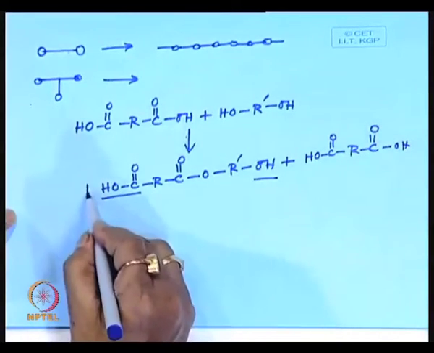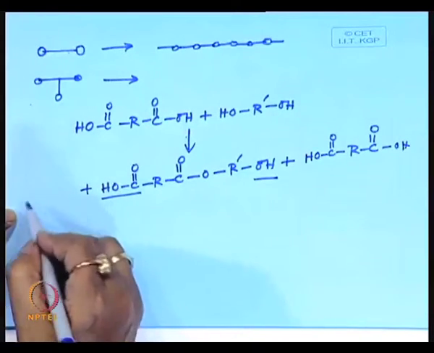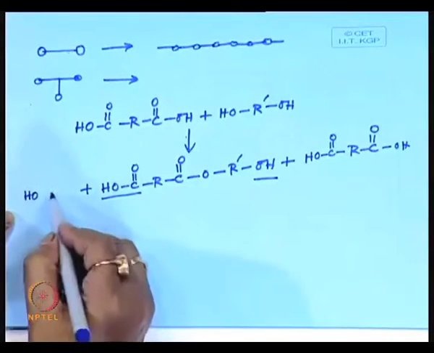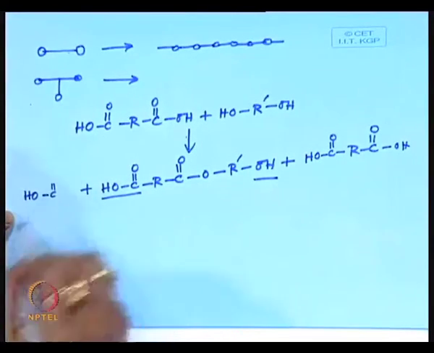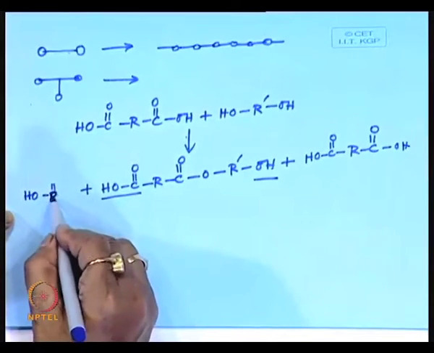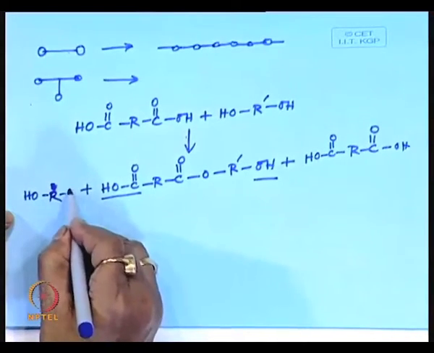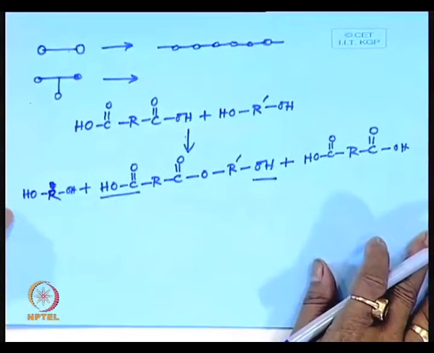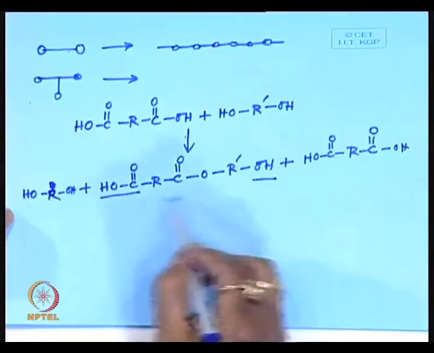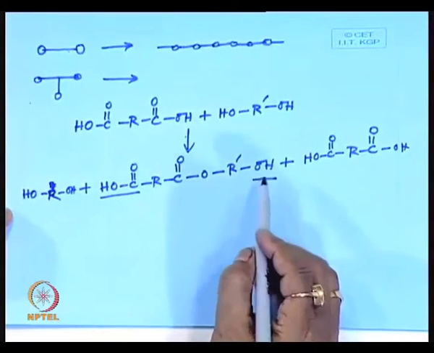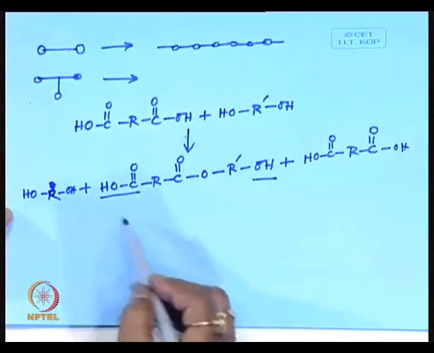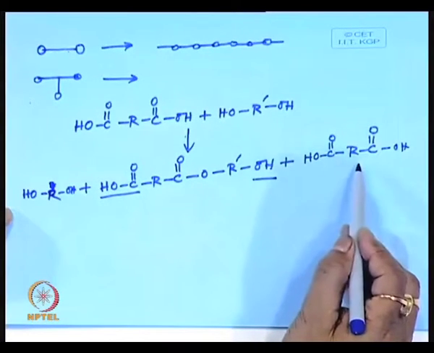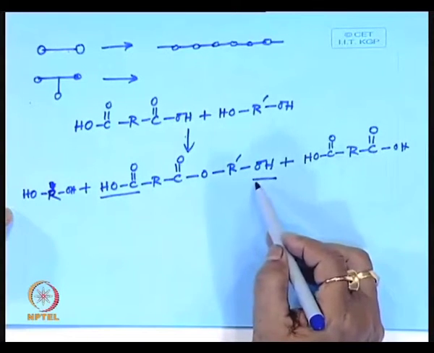And this side will react with an alcohol functional group. So, this intermediate has a capability of reacting with one diol molecule at one side, one acid molecule, one diacid, on the other side.